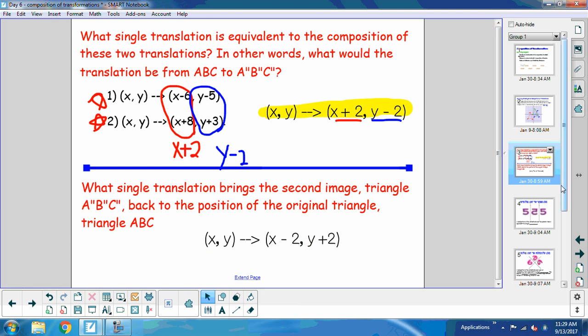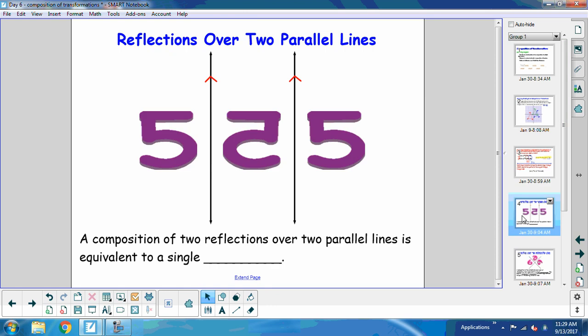All right, so now there's a couple of special compositions I want to go over, and then we're going to look at one other example after that. The first one is a reflection over 2 parallel lines. Okay, so if I have 2 parallel lines here, which I've marked, and then this 5 right here that I'm highlighting is the original number. Okay, that's the original. If I reflect it over the parallel line, notice my 5 is backwards.